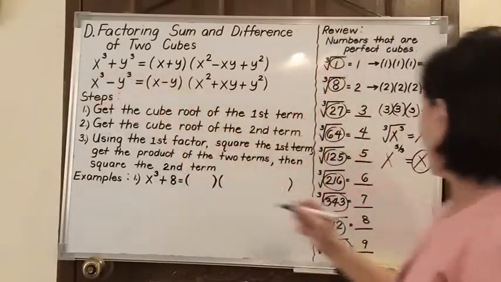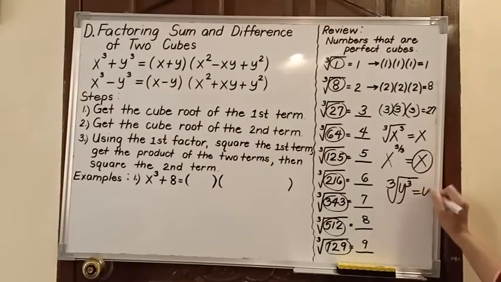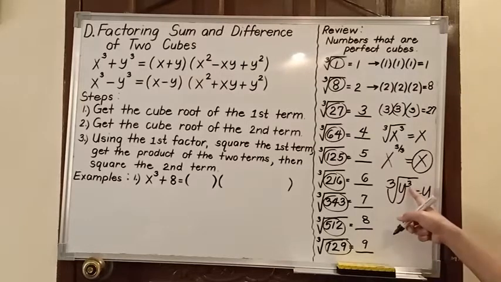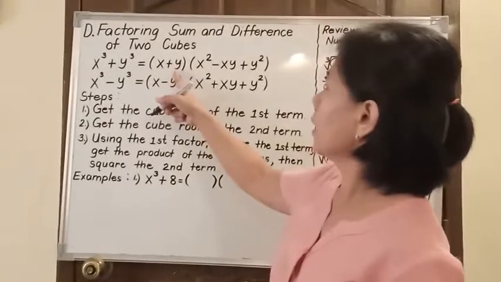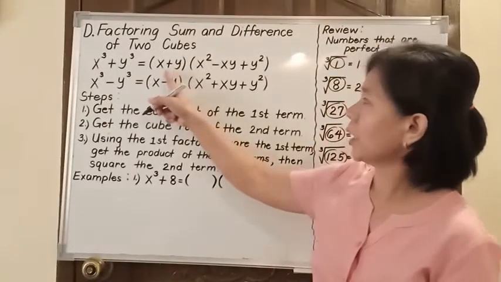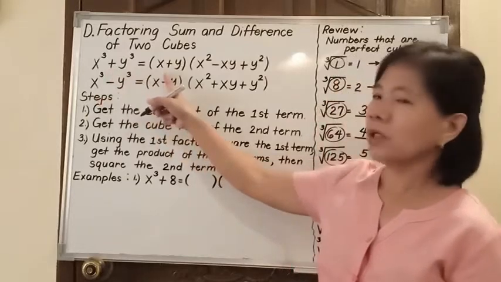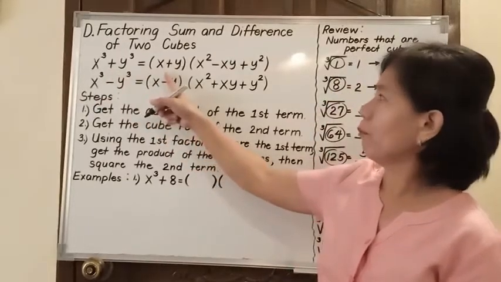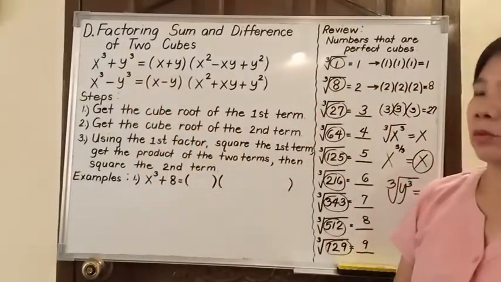So this is the cube root of x cubed. The cube root of y cubed is simply y. Dividing the exponent by the index, you will get y. And then for the sign, since we have the sum, the binomial factor should also be the sum. The same sign between the two terms.